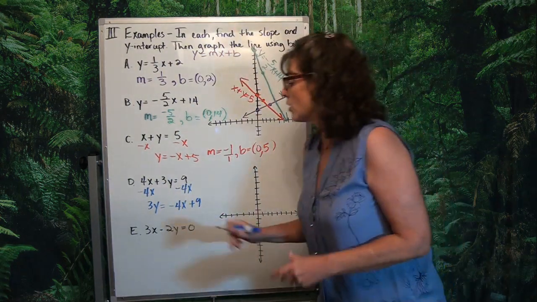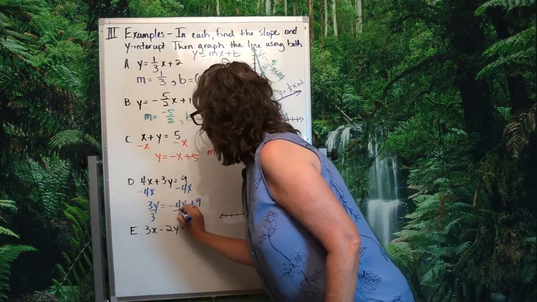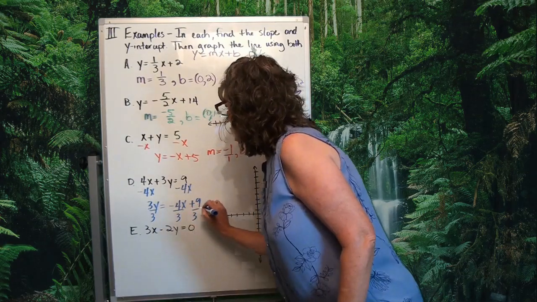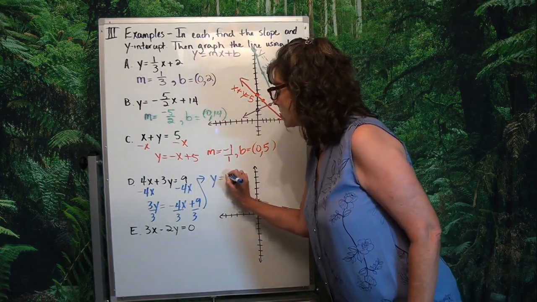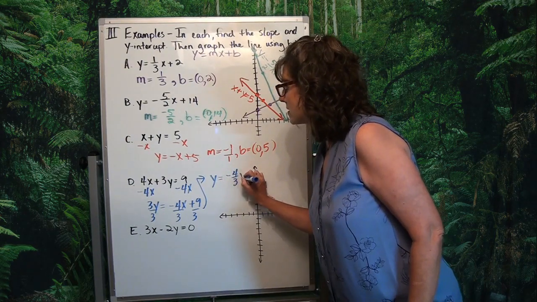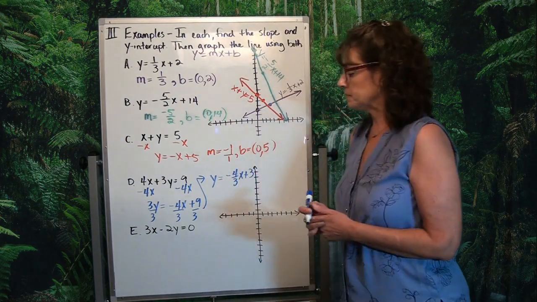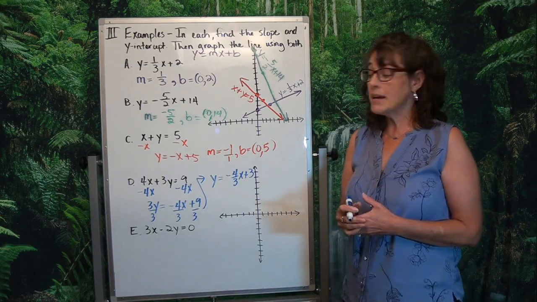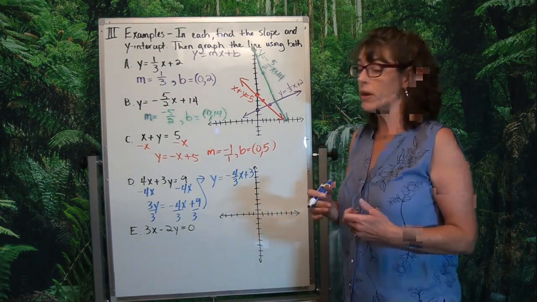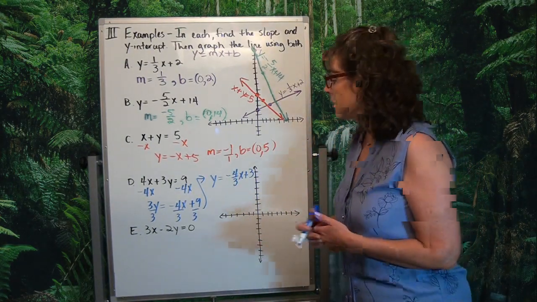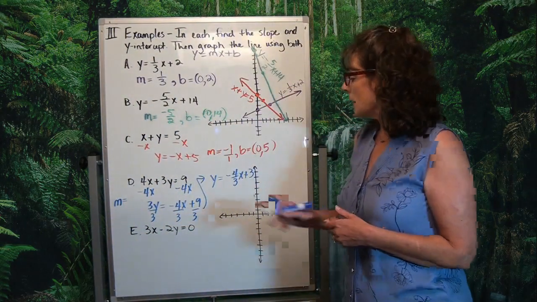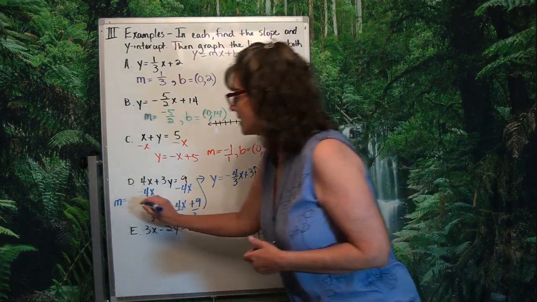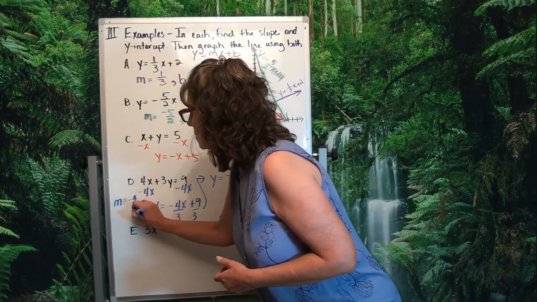And at this point, I'm going to divide by 3, and I'm going to divide every single term by 3. When I do, that will give me y equals -4/3 x plus 3. The y is now by itself, so I can pull out that slope, I can pull out that y-intercept. So my slope in this case, I'm going to put it right over here just to make sure I preserve enough room. My slope is sitting right in front of the x, it's a -4/3.